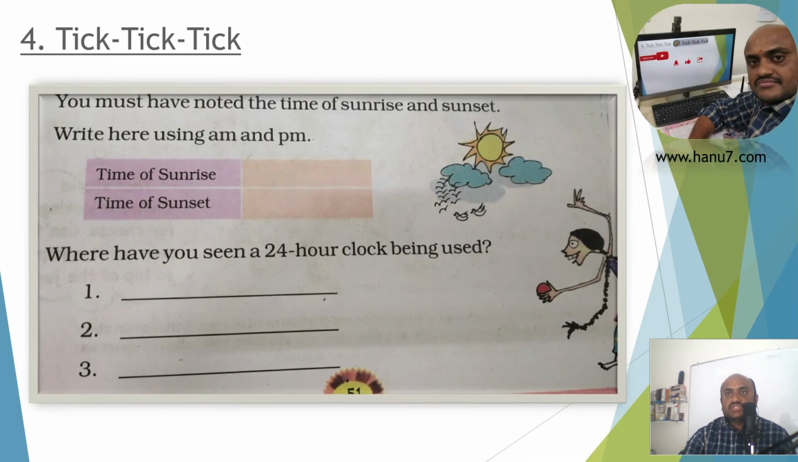There is one more slide. You must have noted the time of sunrise and sunset here using AM and PM. Sunrise is at different places, like it is 5:45 AM, and then sunset will be 6:30 PM. Okay, so he's asking us to write that sunset and sunrise with respect to AM and PM, and he is asking us to write where you have seen the 24-hour clock. Just now we have seen railways.